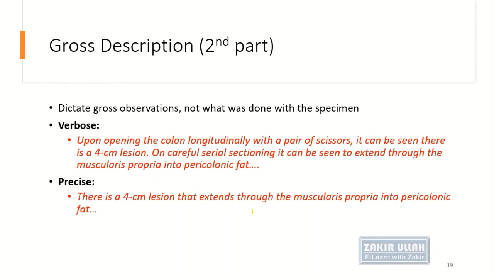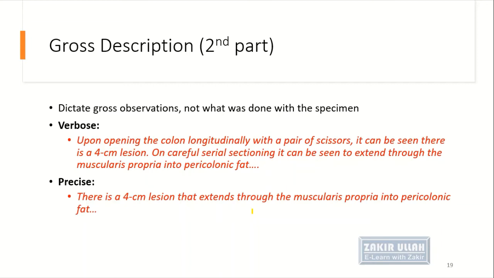Now dictate the gross observation, what you have observed, and not what was done with the specimen. The gross description should be verbose: upon opening the colon longitudinally with a pair of scissors, it can be seen there is a 4 centimeter lesion. On careful serial sectioning, it can be seen to extend through the muscularis propria and into pericolonic fat.